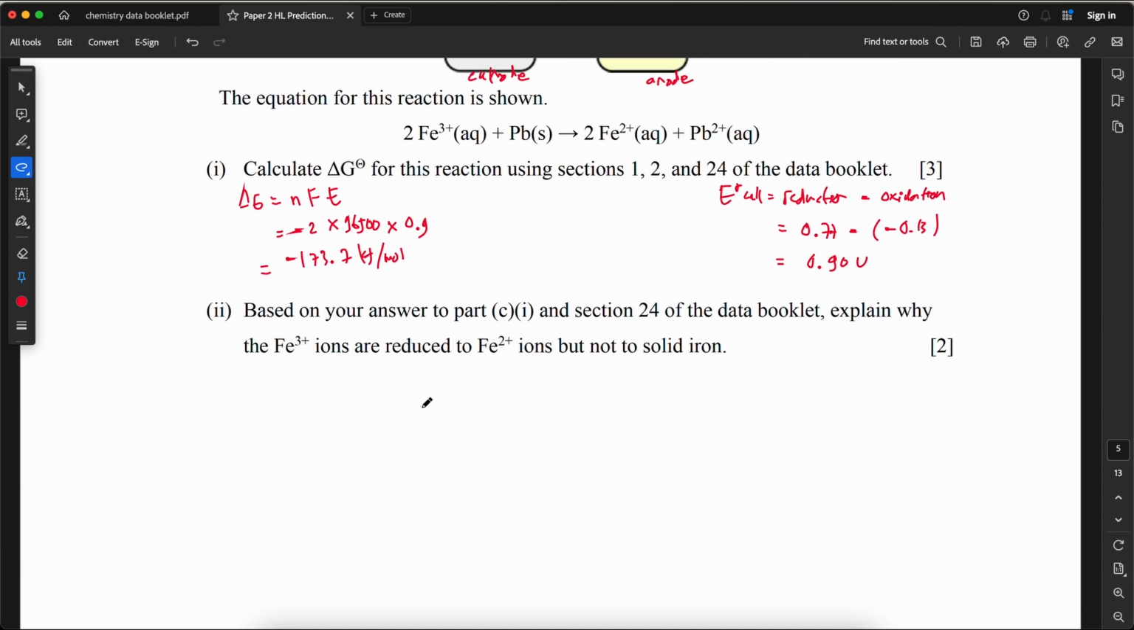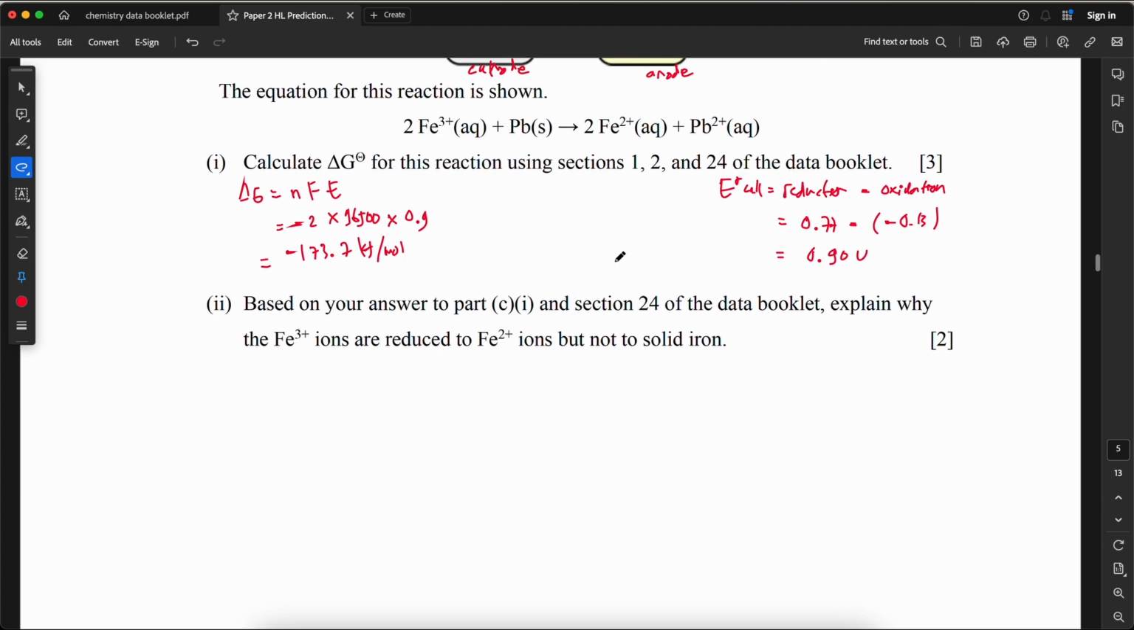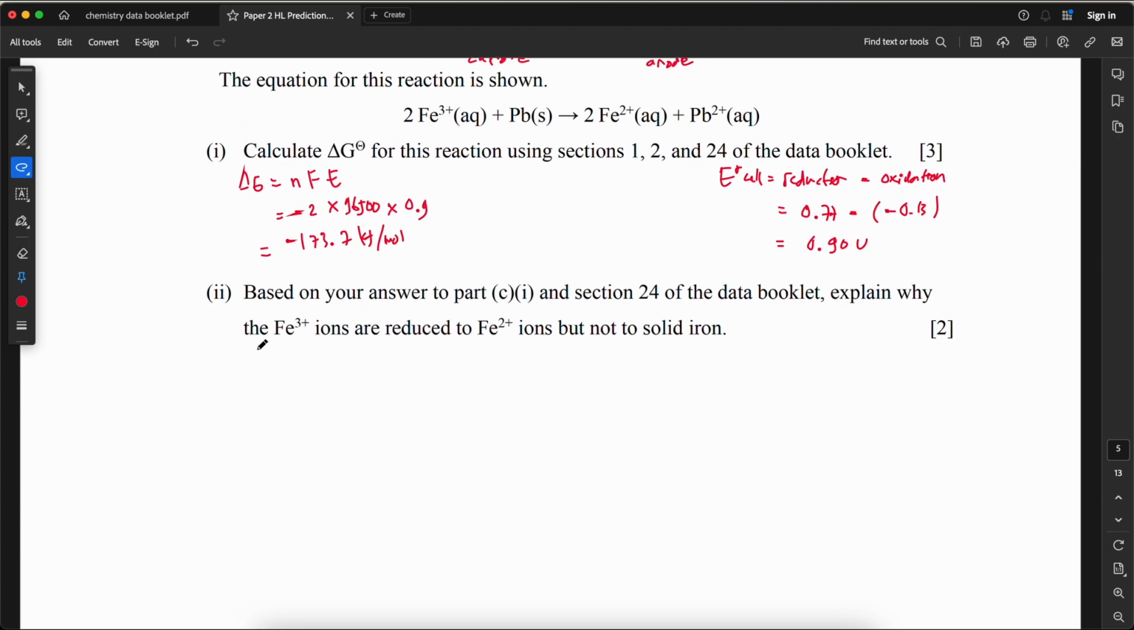Based on your answer to part C1 and section 24 of the data booklet, explain why the Fe3 plus ions are reduced to Fe2 plus ions but not to solid iron. So why Fe3 plus aqueous to Fe2 plus aqueous instead of Fe solid? The answer: because delta G is negative, which is spontaneous.